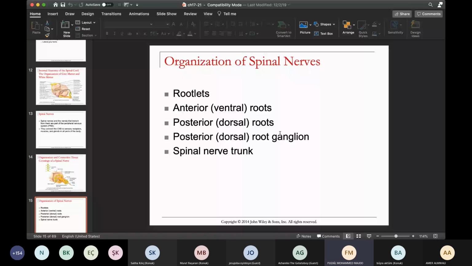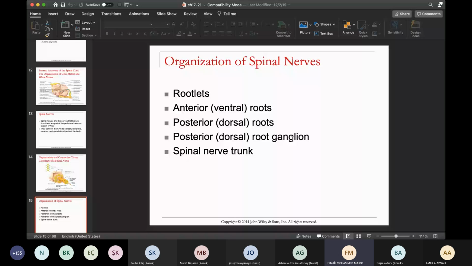So each series of the anterior rootlets converge to form the anterior roots, okay? Anterior roots, or the ventral root, you can call it also. So similarly, each series of the posterior rootlets come together to form the dorsal roots, or the posterior roots. So now each posterior root has a swelling, and we call that the posterior root ganglion.